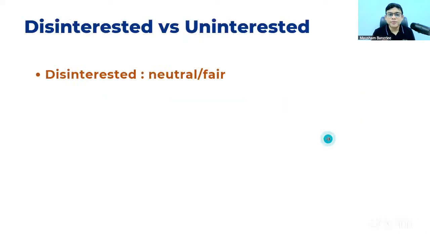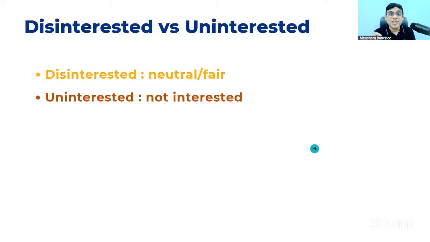Do write it down. Disinterested means you are a neutral person and you are a fair person. You are just not interested in either party. You are completely neutral. That is when we say this person is disinterested. What does uninterested mean? It is slightly different. It means you are not interested. Disinterested means I'm neutral, neither for nor against. But uninterested means I am not at all interested in doing this.